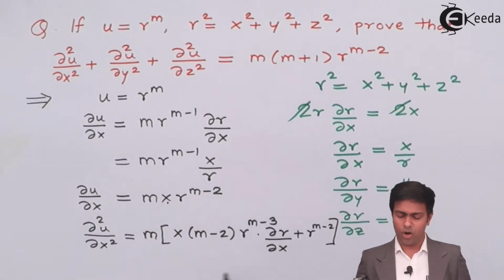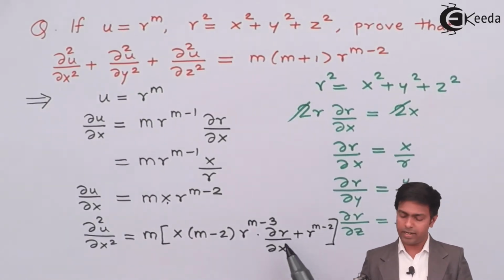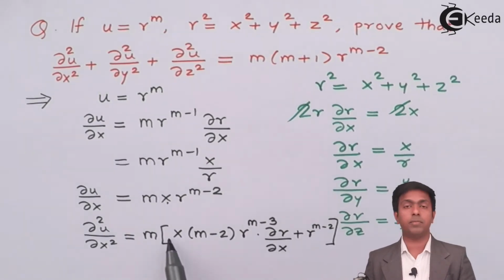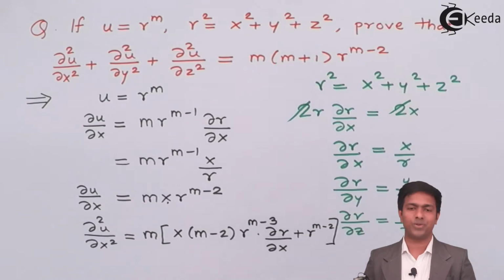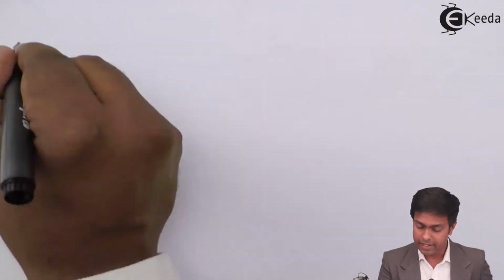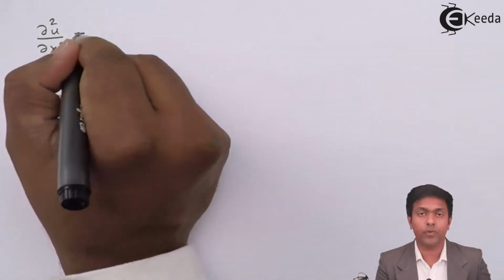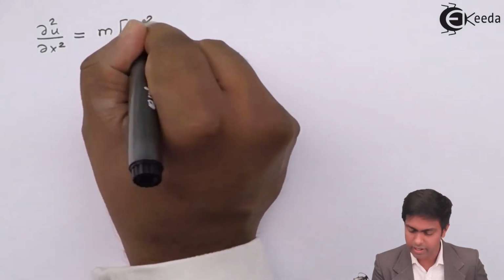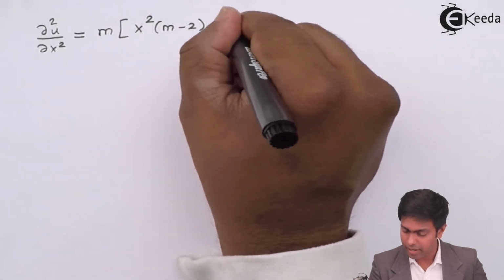So this is the value of del square u by del x square. Now in this also we have to substitute the value of del r by del x, which is x upon r. So if I put x upon r here, x and x will become x square, and that r will go in the numerator, and that will become r to the power m minus 4. So here we'll get del square u by del x square equal to m in bracket x square m minus 2 r to the power m minus 4.